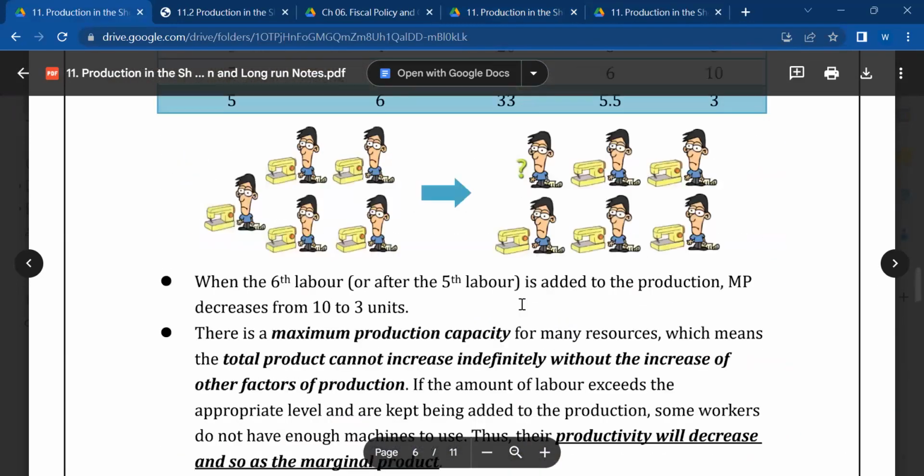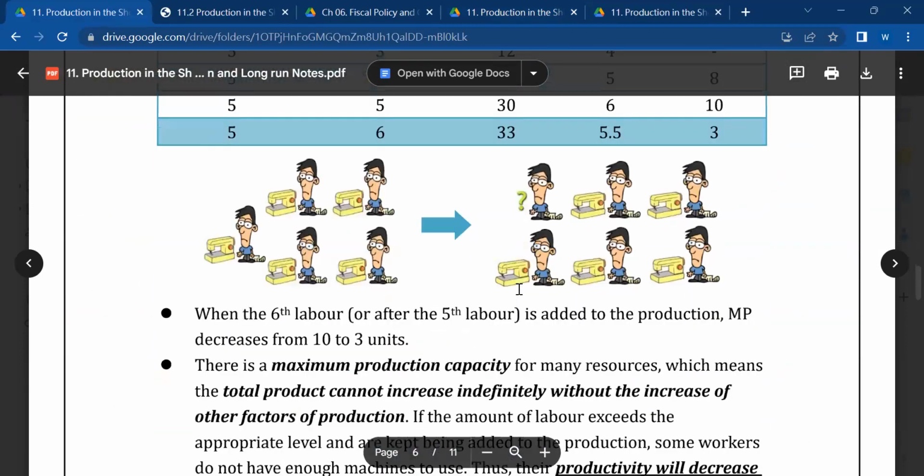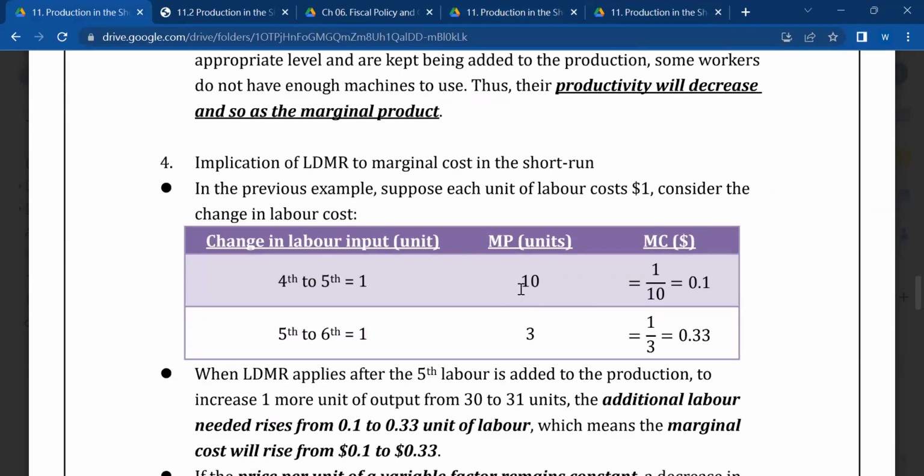Page 6. Up to now, we learned about the definition and the implication of the law of diminishing marginal return. I think all of you have enough practice on this type of question, but you still need to do more past paper questions because there are a lot of types of questions about the law of diminishing marginal return.